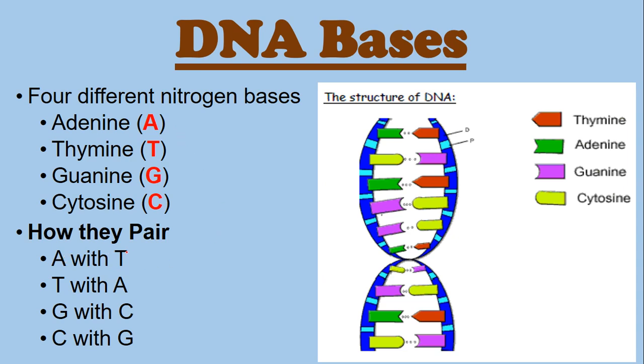A's will pair with T's and T's will pair with A's. Someone once told me that if you think apple in the tree, A and T, that's how you can remember that. And G will pair with C and C will pair with G. Someone once told me car in the garage. Car for C, garage for G, they go together as well. A will not pair with G or C, and vice versa. They only pair in this certain way.